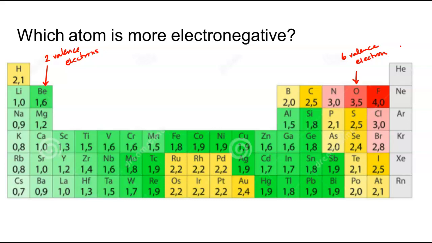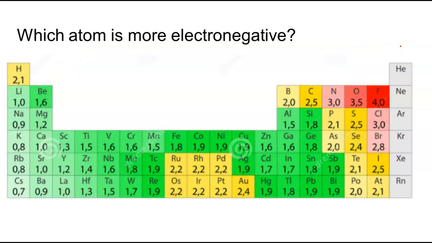Now, why would an oxygen attract 2 electrons more easily than beryllium? Well, firstly, remember, oxygen has more protons. That means you have more positive charges. And because you have more positive charges, those electrons are attracted to it much more. So that could be a reason why you have one atom being more electronegative than the other, is that it has more protons, and so it can pull those electrons closer to it. Oxygen has more protons than beryllium does.